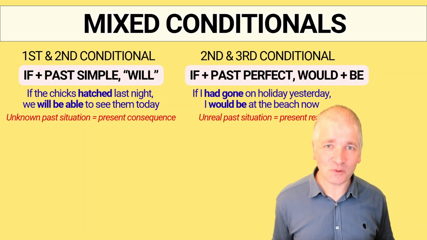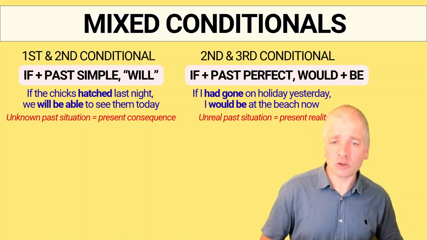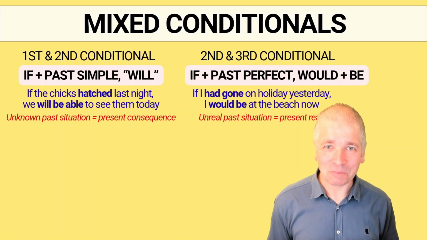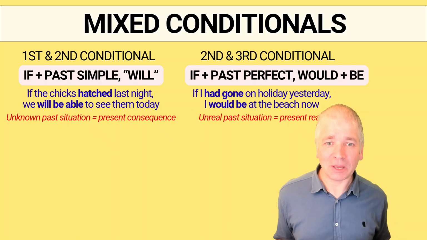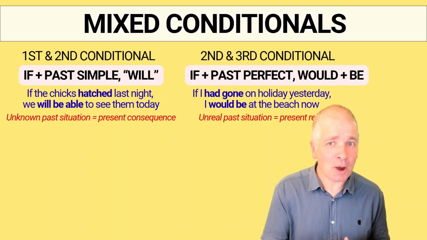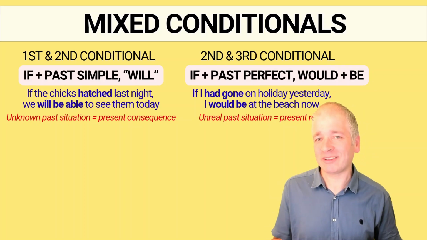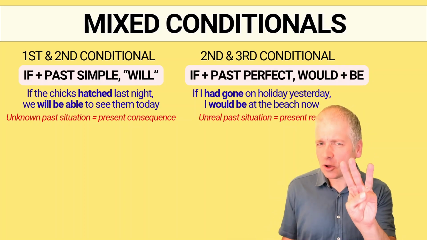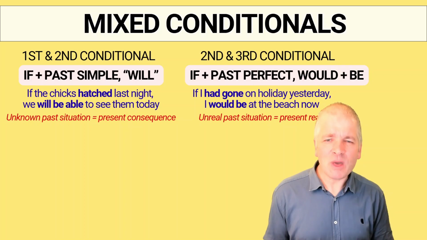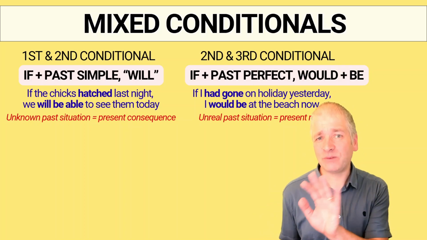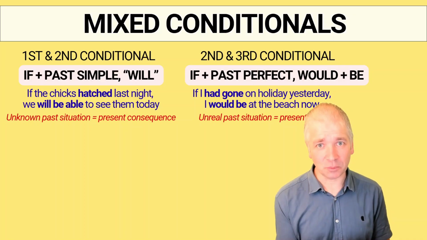Look at the example first. If I had gone on holiday yesterday, I would be at the beach now. What's the structure here? Well, we have if and the past perfect in the first clause. If I had gone on holiday yesterday, this is the third conditional. And then we have would be. So would followed by an infinitive is the second conditional.